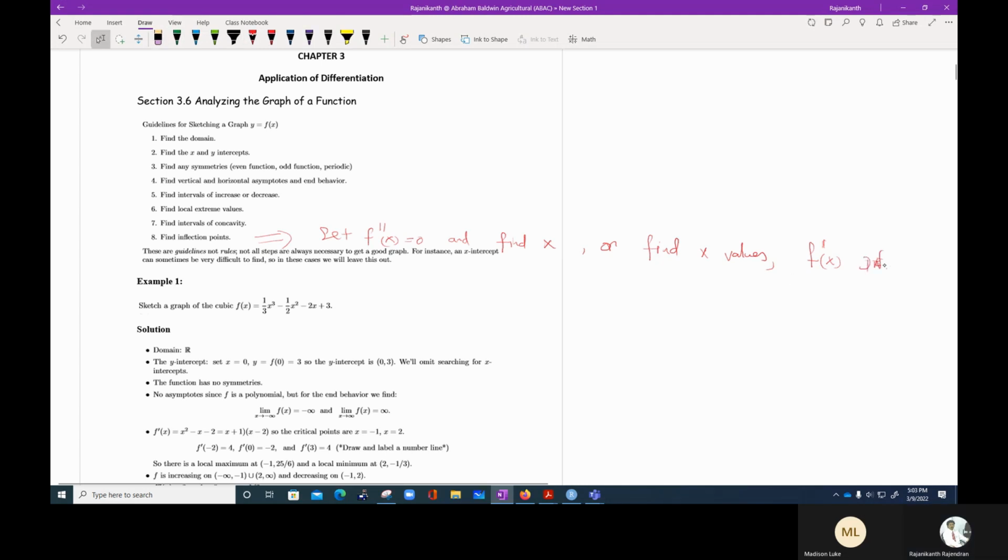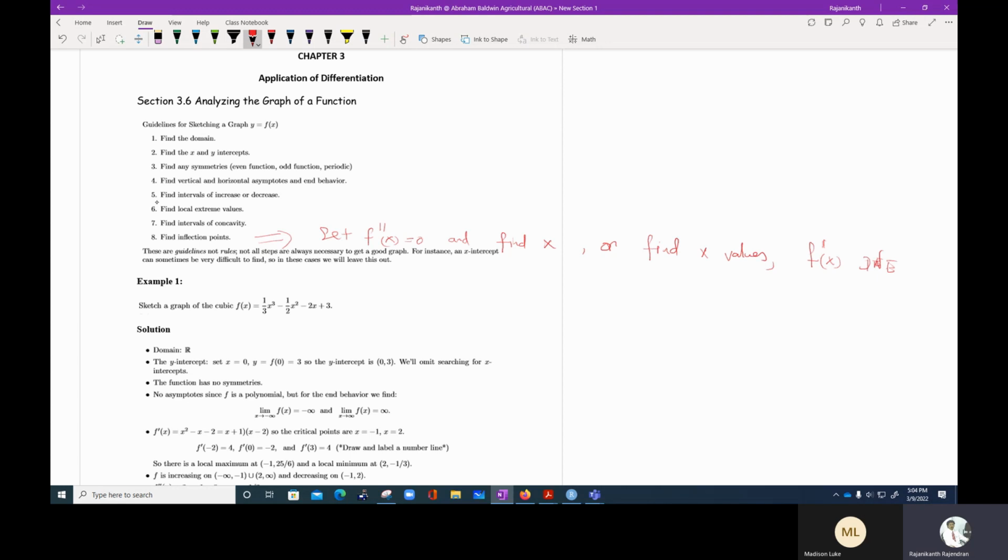Like you learned in chapter 3.2, finding relative max and min, you were setting the first derivative to 0, right? Or you are looking for the points where the first derivative does not exist. Those are the steps you use to find the critical values. But to find the inflection points, you have to set the second derivative to 0 and solve that equation for x, or find any other x values where f double prime does not exist. Okay, so these are the 8 steps you have to look at when you graph the function.